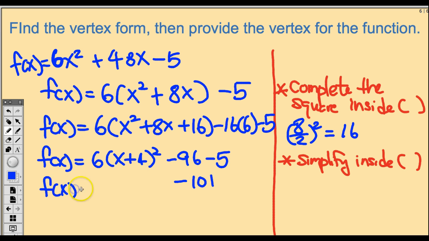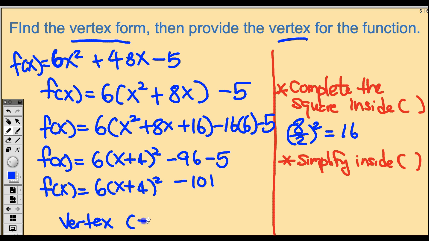So for those of you who are confused with that part, when you have two negative numbers and you're supposed to add them, you just add them together and you keep the symbol. And so here is my vertex form. That's my first answer right here. And then it says provide the vertex. And so we all know that the vertex is going to be what? Negative 4 comma negative 101.